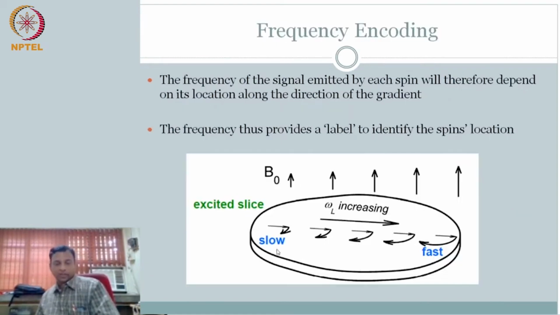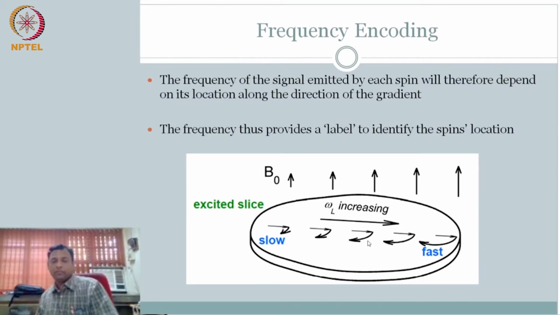To look at this slice, we have selected a slice. If I have an x gradient, the arrow mark is changing, that is, field strength is changing only in the x direction. Along the x direction, the frequency is going to change because your B is changing. On one end you will have lower frequency, the other end you will have faster frequencies. The frequency increases from left to right because your B naught increases from left to right. So the frequency thus provides a label to identify the spin location.